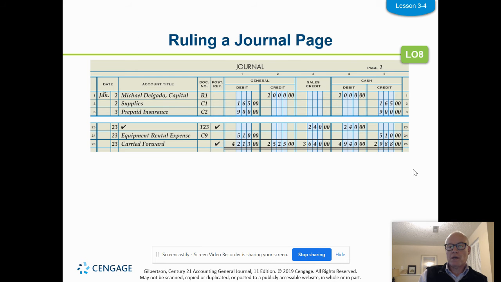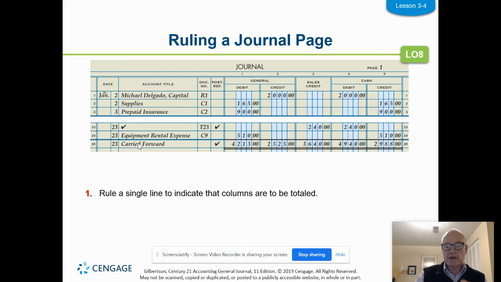All right. So here's our ruling of our journal page. Now you can see the white space in the middle are all the transactions in between January 3rd and 23rd. Just because of space, we couldn't get all those in there. But this is what our journal page will look like. We're assuming we're at the bottom of the page. We put a line all the way across. So let's just go through the steps here. Rule a single line to indicate the columns are to be totaled. So we're running that all the way across our good old accounting paper.